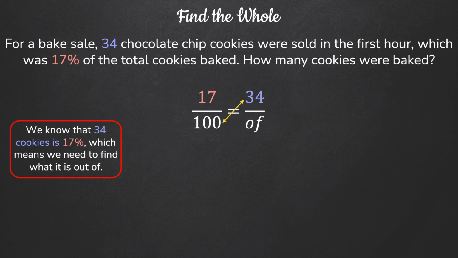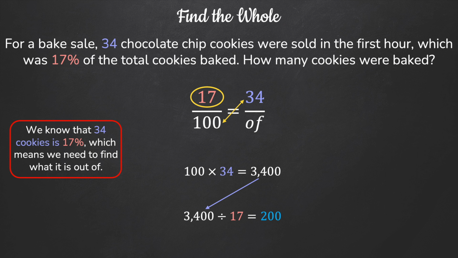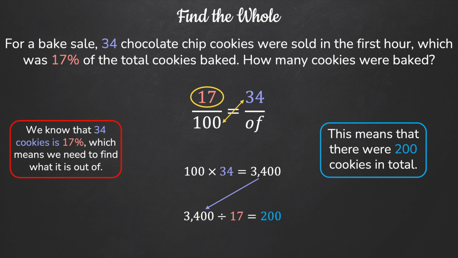So we're going to start off by cross multiplying. 100 times 34 is equal to 3,400. Then we're going to take 3,400 and divide that by the last value, which is 17, and that is equal to 200. So that means that there were 200 cookies in total. And that's it.